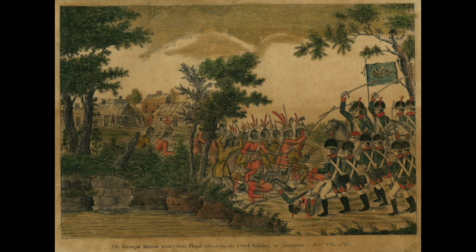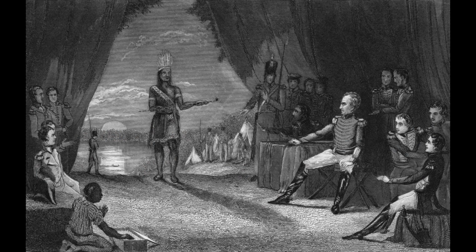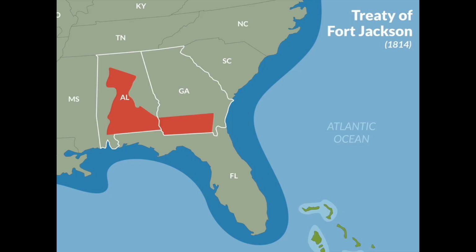Now the next year, in 1814, the Creek War would end, and what had happened was Andrew Jackson had actually forced the leaders of both sides of the Creek, the Red Sticks and the traditional Creeks, to sign the Treaty of Fort Jackson. That would basically end it all, and Andrew Jackson would actually force them to cede around 2 million acres of land. Traditional Creeks and the Red Stick Creeks both lost their land.